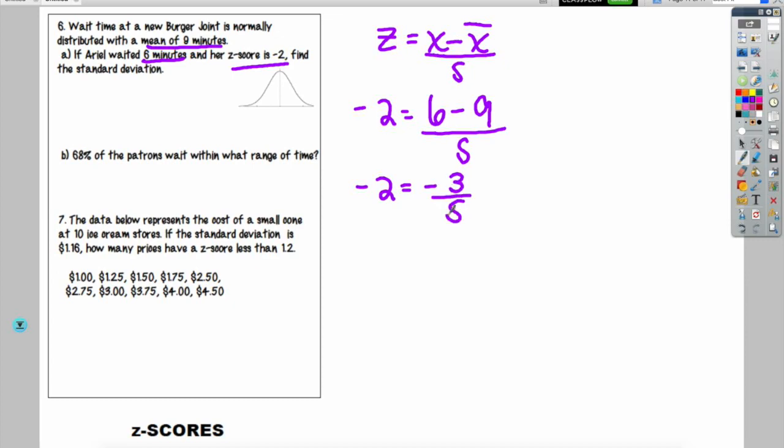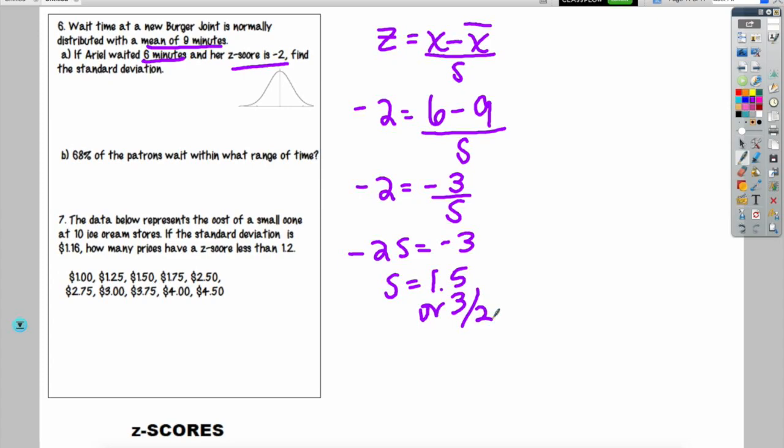Okay? How do I solve for s? And then divide by -2. So what's -3 divided by -2? 3/2 or 1.5. We're talking about minutes. We probably want to go with 1.5 minutes.